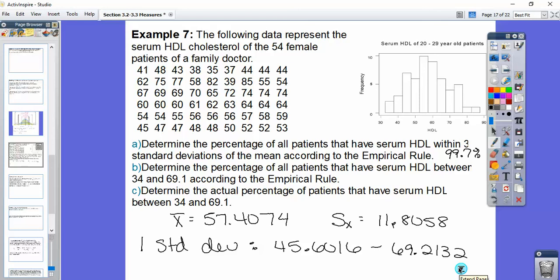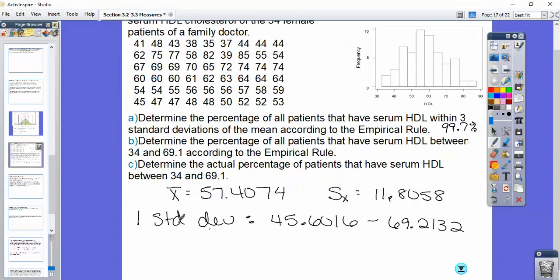If I'm looking between 34 and 69.1, the 69.1, that's about 1 standard deviation above. 34, I haven't encompassed that yet. So let's look at the second standard deviation. So you do your mean minus your standard deviation times 2. Or the highest it could be, you add 2 of your standard deviations.